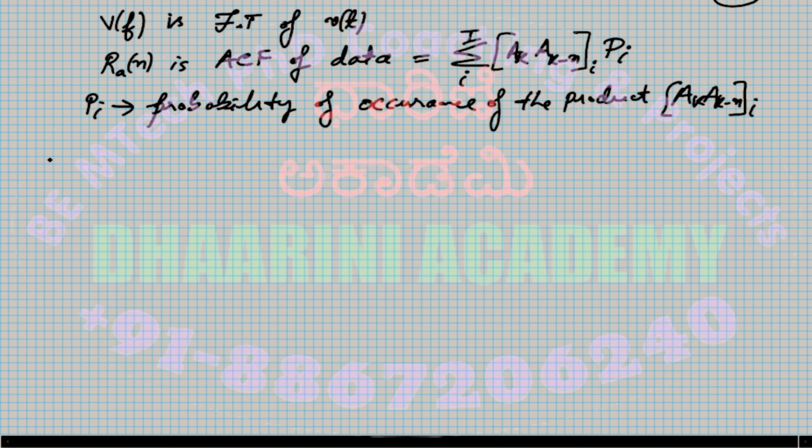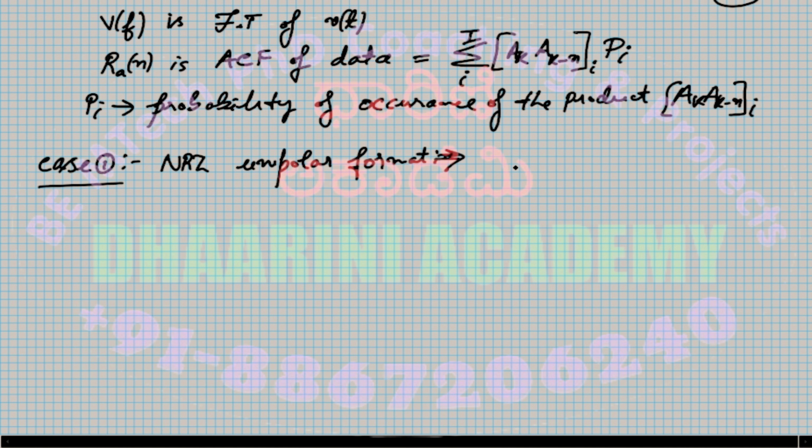All right. So this is case number 1. I want to calculate the NRZ unipolar format. That means I want to calculate this. So go back, and if you are able to recall, we have only 2 values. What are the possible values of AK? This implies that AK takes only 2 values.